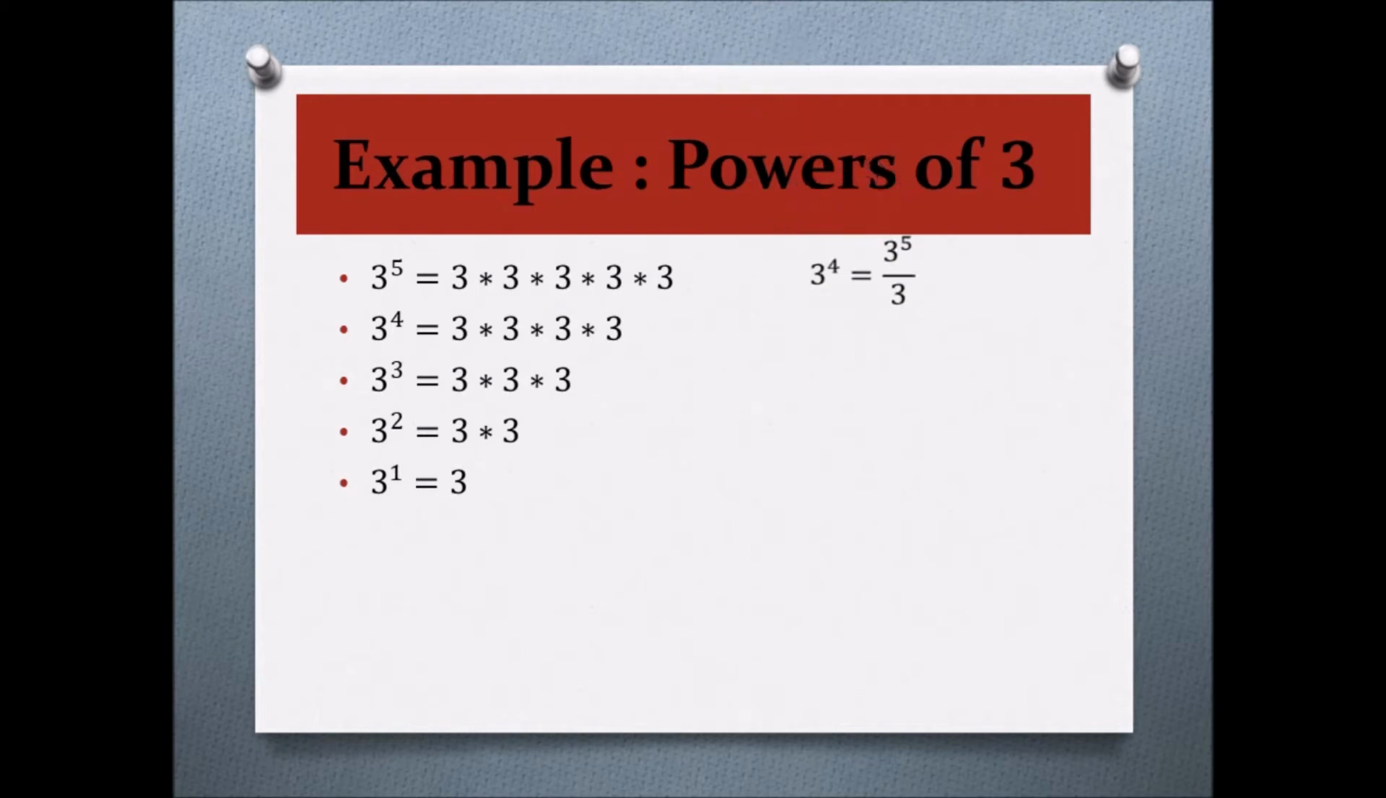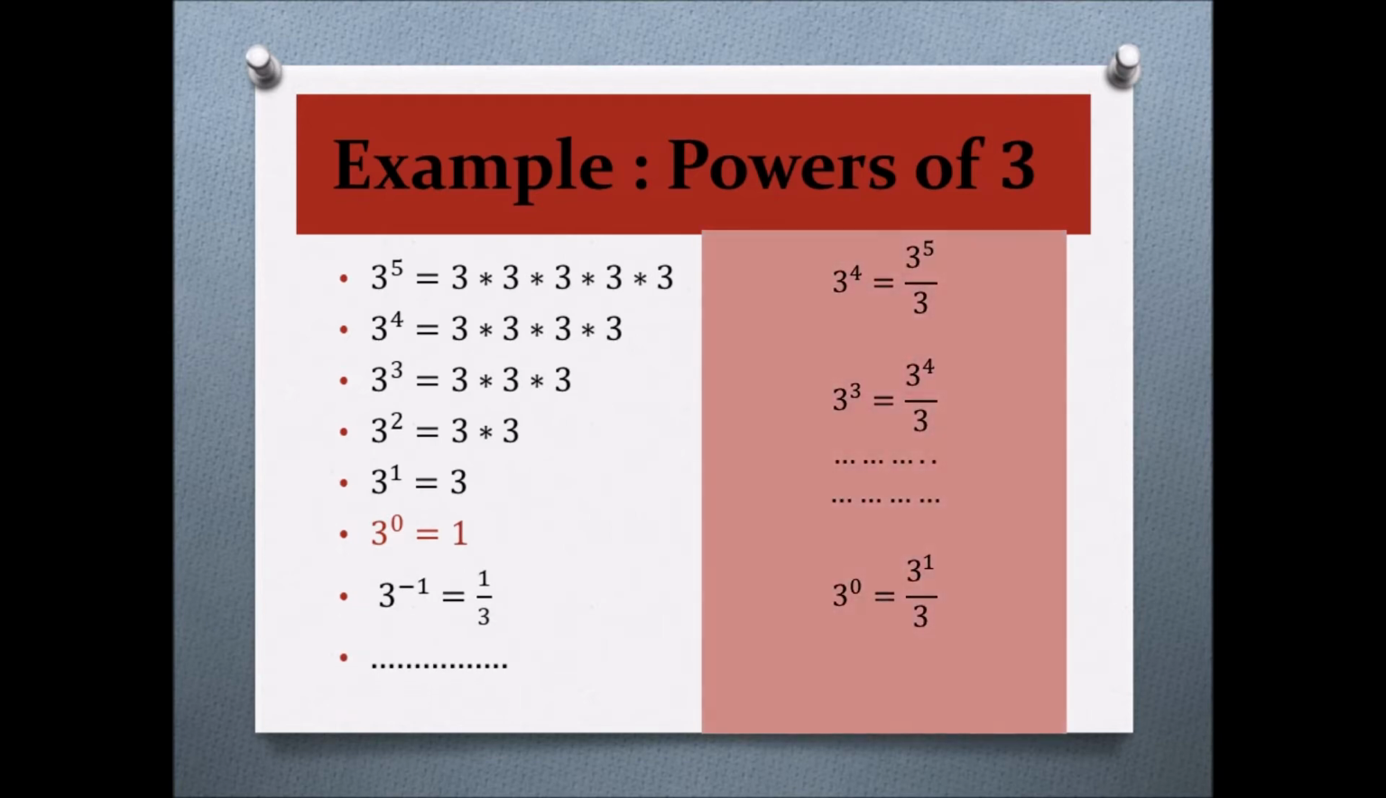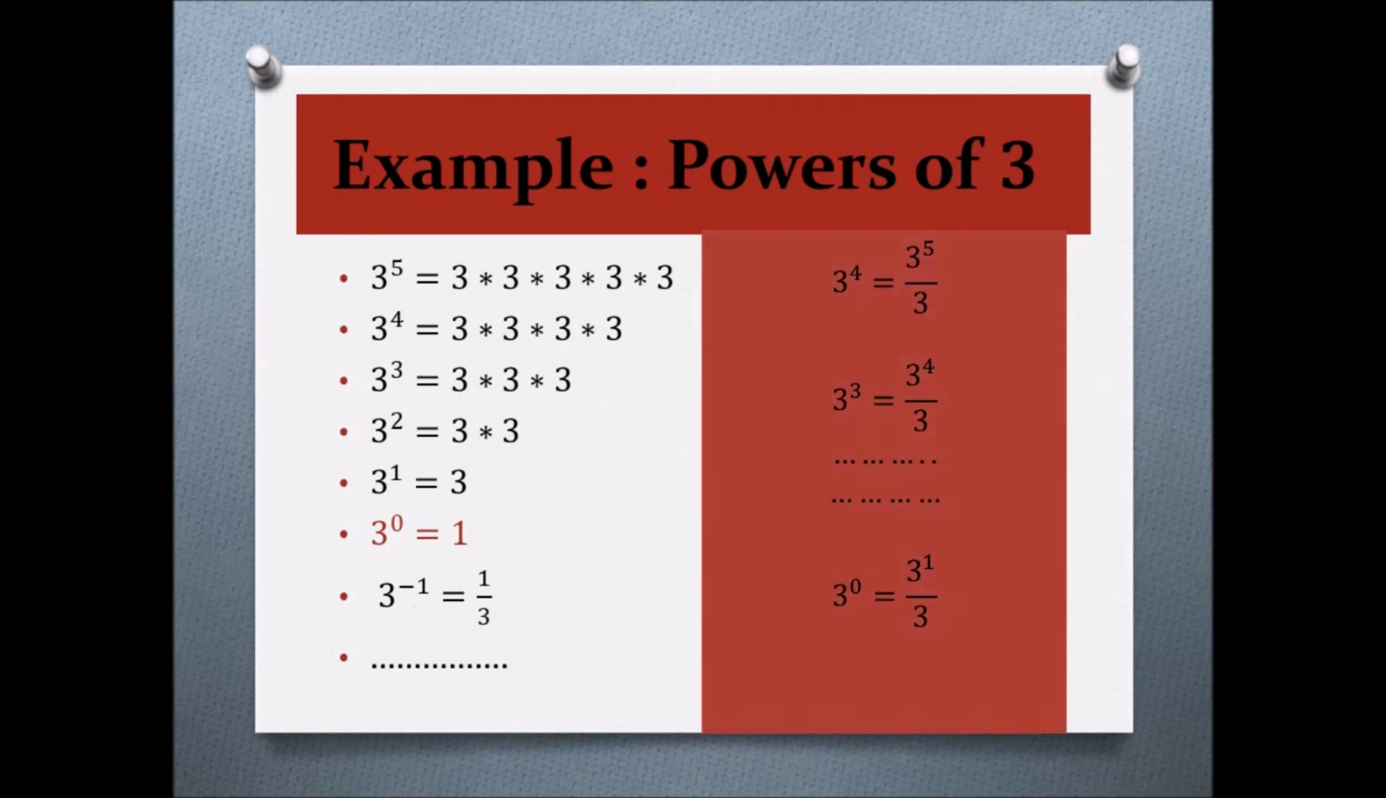Now, you may observe that 3 raised to 4 is 3 raised to 5 by 3, and 3 raised to 3 is 3 raised to 4 by 3. 3 raised to 2 is 3 raised to 3 by 3, and similarly 3 raised to 0 is going to be 3 raised to 1 by 3. So 3 raised to 0 is 1. Now 3 raised to minus 1 is 1 by 3. We know, right? Now 3 raised to minus 1 is nothing but 3 raised to 0 by 3. In that way, it makes sense that 3 raised to 0 is 1, right?